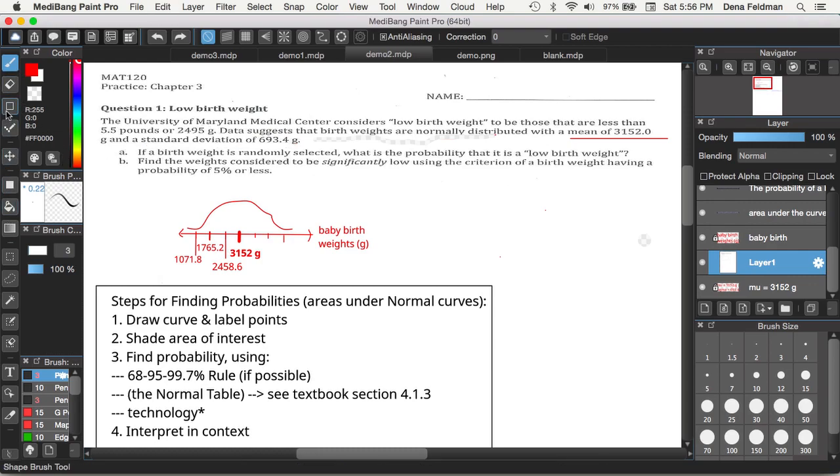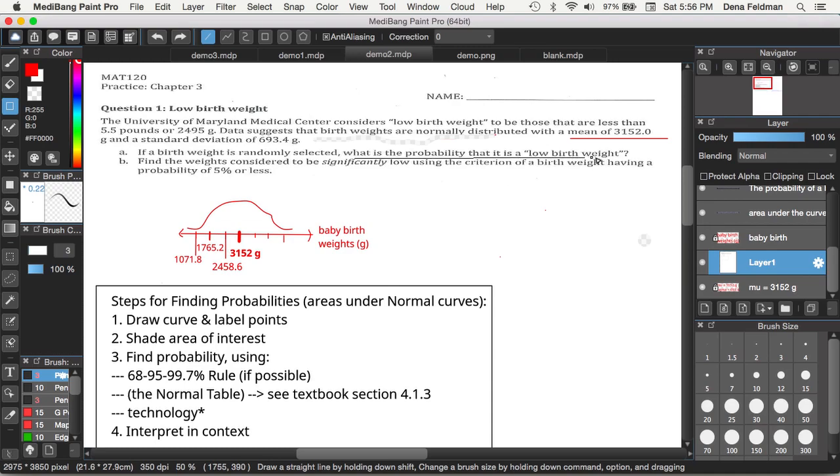So again, I'm trying to answer the question of what is the probability that a baby will have a low birth weight, when I'm told exactly what a low birth weight means. A low birth weight here is considered to be the babies that have less than 2,495 grams. And to find that type of probability, the first thing that I need to do is draw the curve, which now I've done, and label some key points. Well, I've almost labeled all of the key points. What point am I missing?